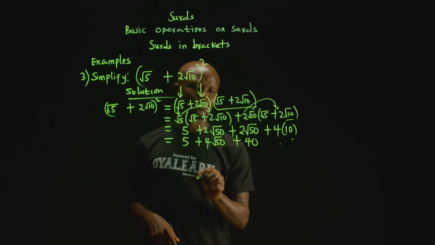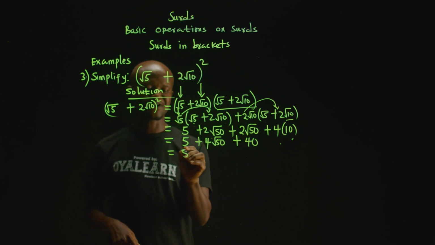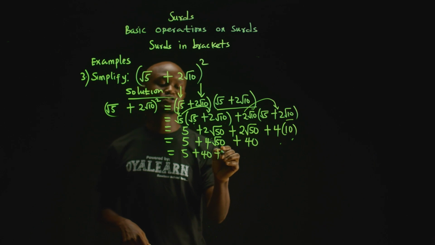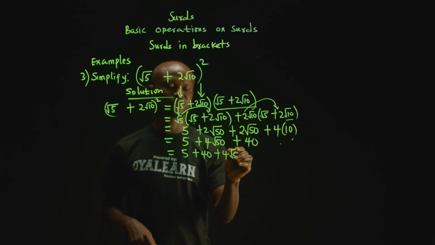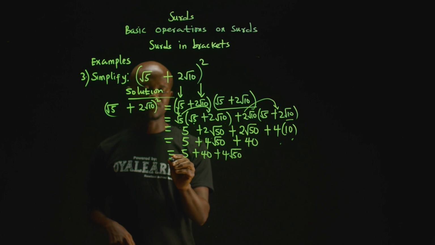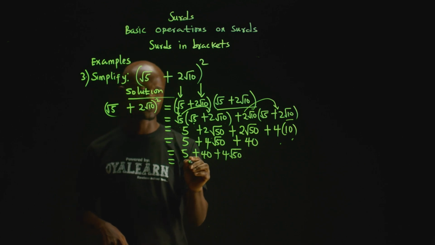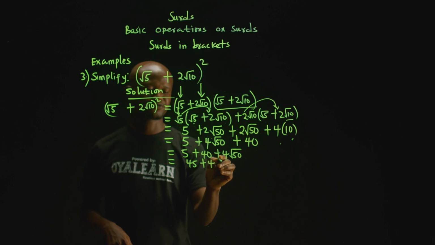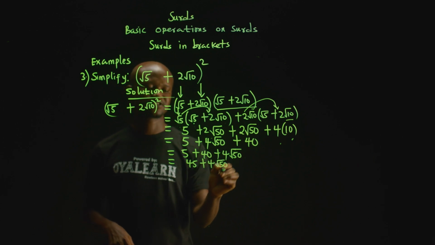So collecting the like term, what are we having? We have 5. This is another number. Then plus 40 plus 4 root 50. Now, 5 plus 40 will give us what? 45. So we have 45 plus 4 root 50.